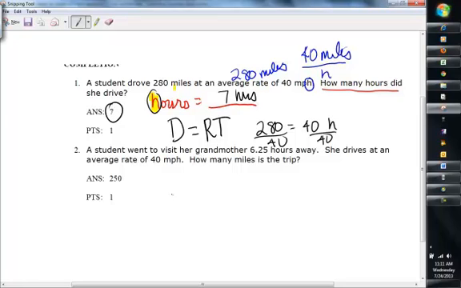Next one. A student went to visit her grandmother 6.25 hours away. She drives at an average rate of 40 miles per hour. Man alive, that would take her. How many miles is the trip? So we're looking for distance is, okay, miles.